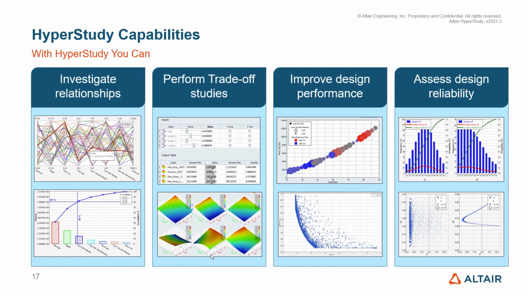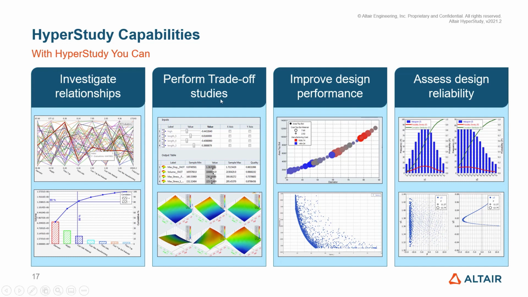Within HyperStudy, we can do a lot of different things. The first one is investigate relationships. How do my inputs correspond to the outputs and the responses that I'm tracking? And there are a lot of buzzwords around the kinds of things that HyperStudy does right now. I think one of them that we can associate with this investigate relationships block is certainly data mining. If we have a lot of runs, how do I parse out what's important and what's influencing the responses?